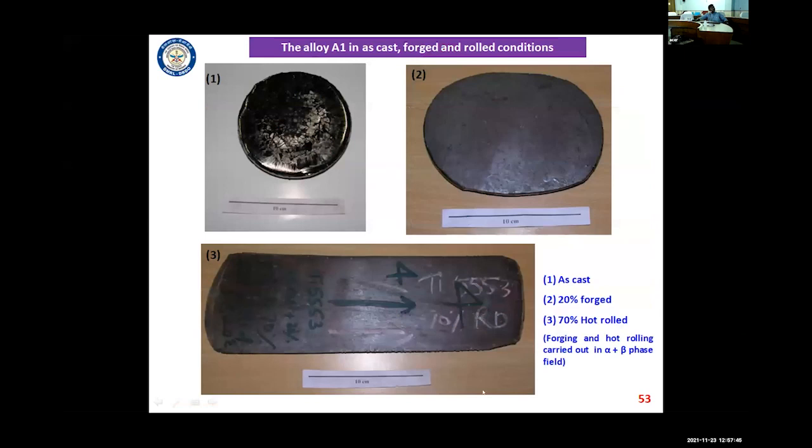You can see these photographs of the samples in the as-cast condition as I got them. This is after giving the 20% forging, and then this is after the 70% hot rolling. So you can see these photographs.